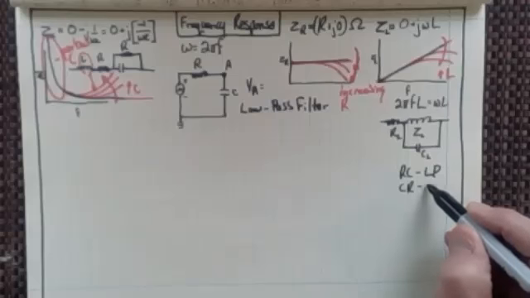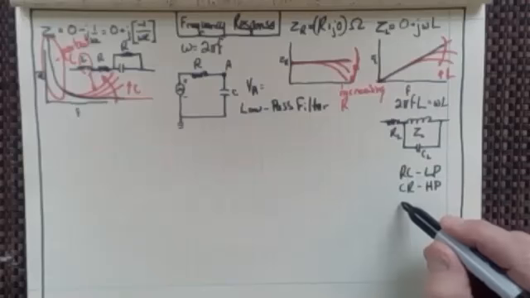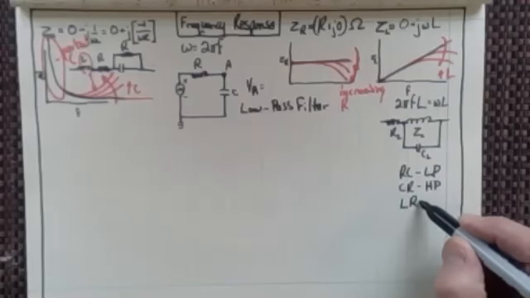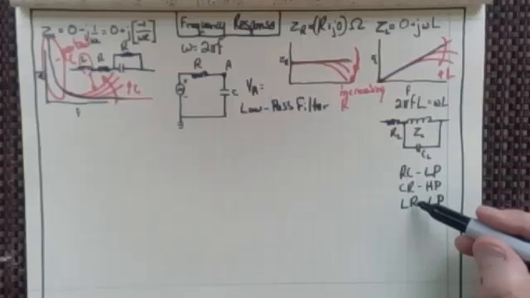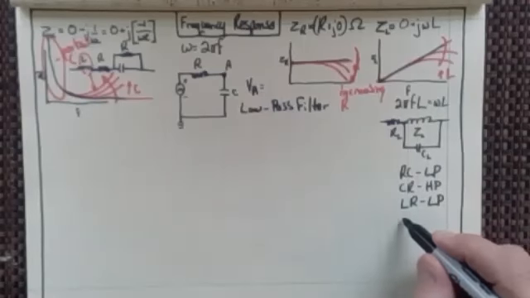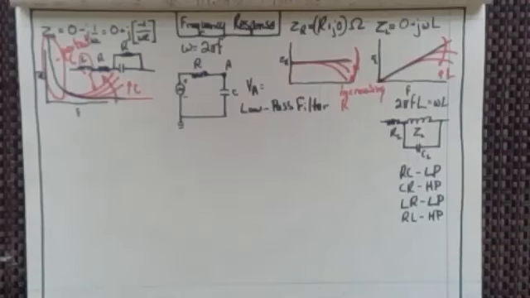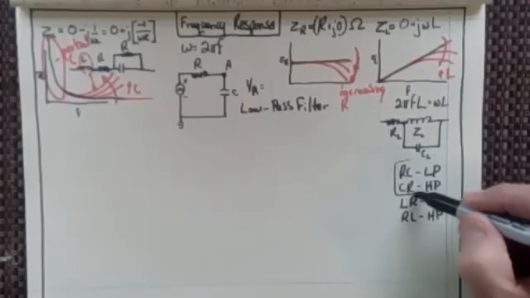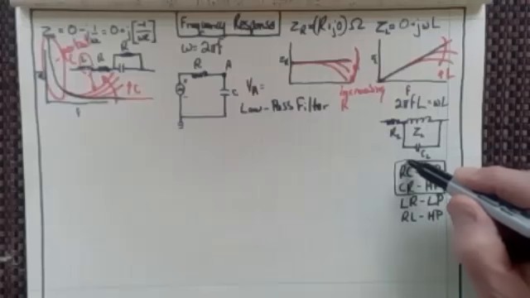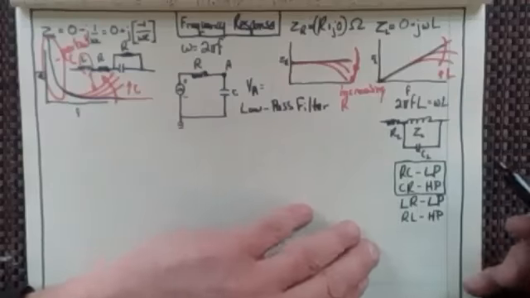CR is a high pass filter. Now, an LR is a low pass filter, and of course an LR would just be an inductor in series with a resistor, and an RL is a high pass filter. So those are your four filters. Now I would have to say that the RC and the CR are used much more often than the LR or the RL filter. And what do I mean by a high pass and a low pass filter?